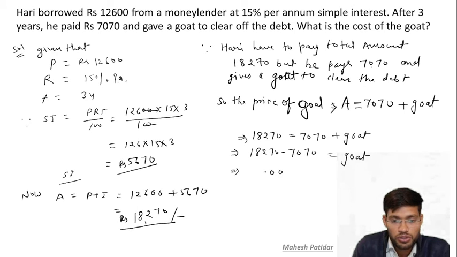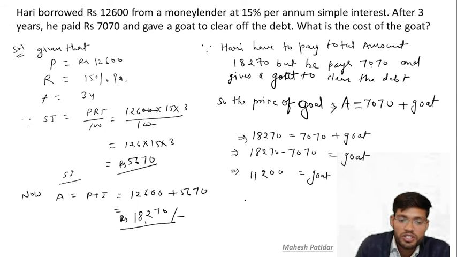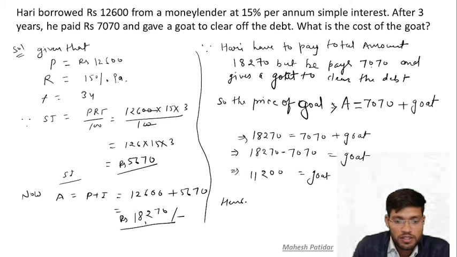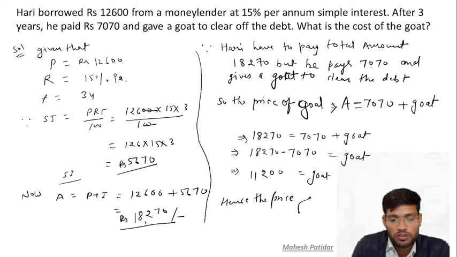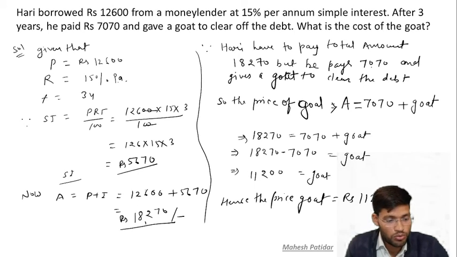Deduct 72 and 18, we get 11,2. So the price of goat will be rupees. Hence we have to write here: hence the price of goat is equal to rupees 11,200.